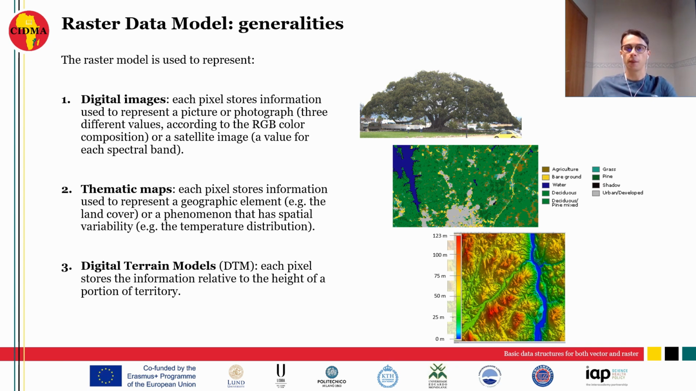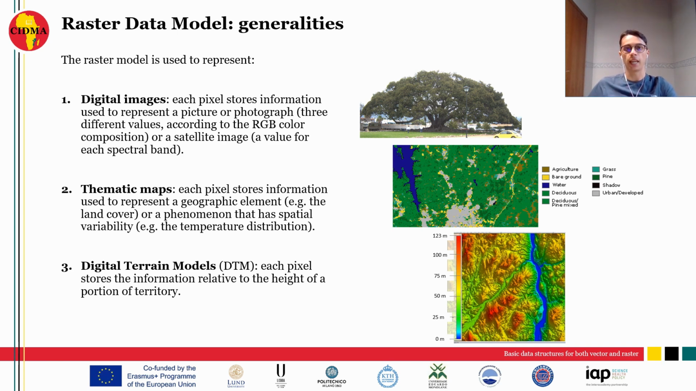Thematic maps can be represented through the raster model as well. In this case, each pixel stores the information used to represent a geographic element, such as the land cover or a physical phenomenon that has spatial variability, such as a temperature distribution or the concentration of a pollutant.